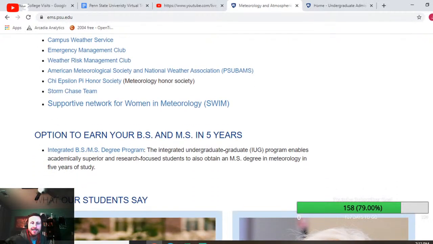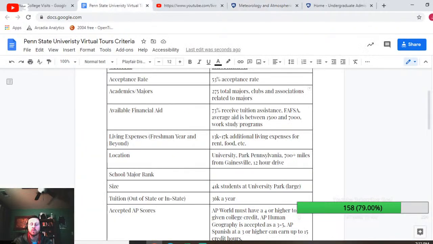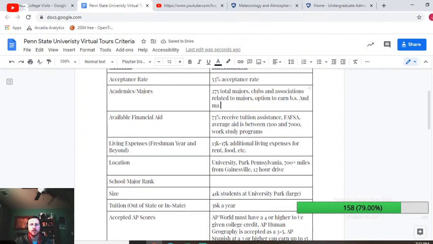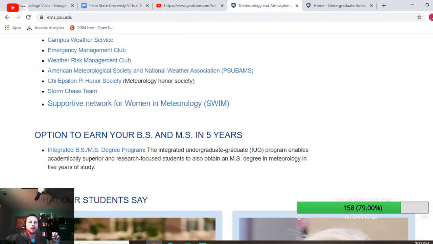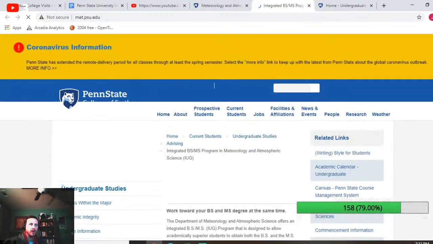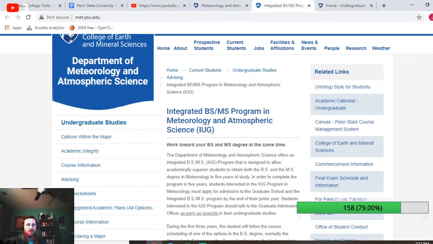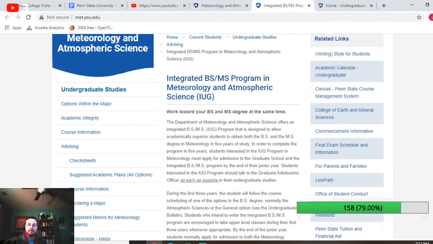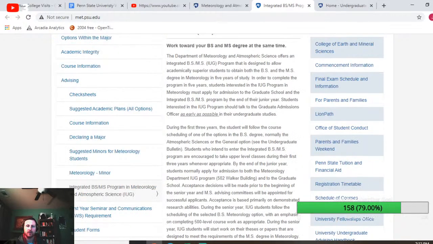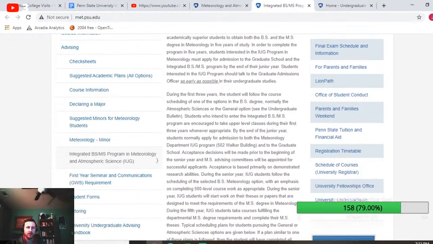Option to earn your BS and your master's in 5 years. That'd be the way to go, if I'm being completely honest. That's just a good option because a lot of times, yeah, you're in there for one more year, but usually the pay bump of it is fairly significant. So it gives you a lot of information here about what your first 3 years will be like, which realistically, your first 2 years are going to be core classes with an emphasis in sciences in particular.